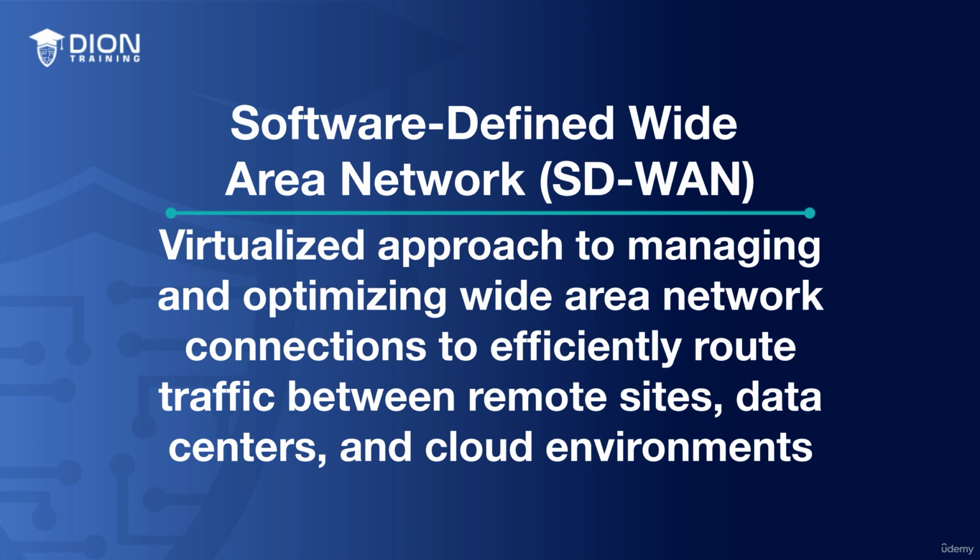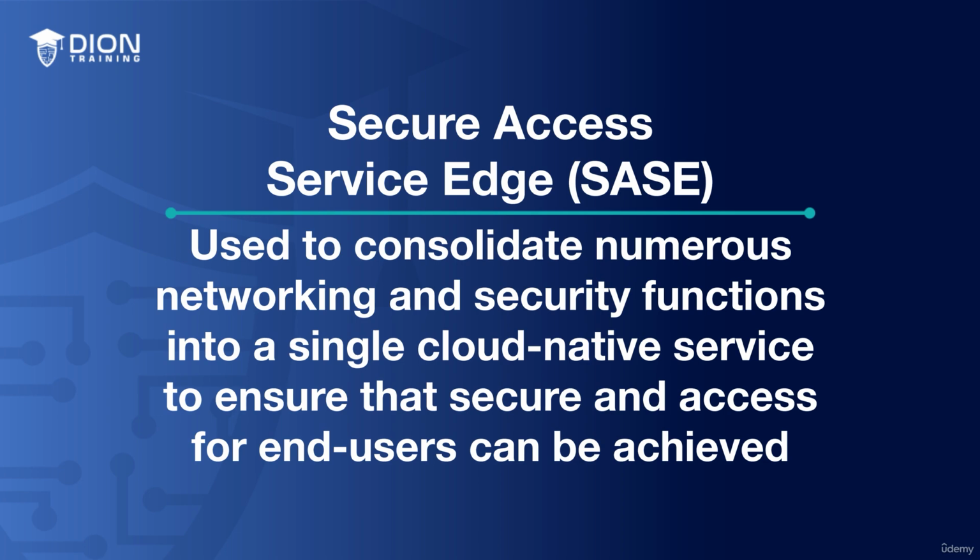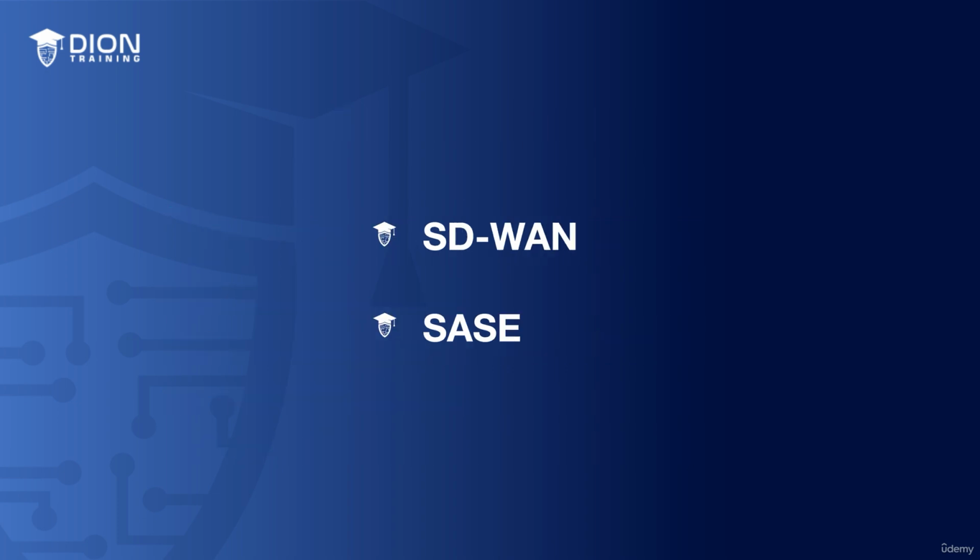Now, a software-defined wide area network, or SD-WAN, is a virtualized approach to managing and optimizing wide area network connections to effectively route traffic between remote sites, data centers, and cloud environments. The Secure Access Service Edge Framework, or SASE, on the other hand, is used to consolidate numerous networking and security functions into a single cloud-native service to ensure that secure and seamless access for end users can be achieved regardless of their actual physical location. Together, SD-WAN and SASE represent a big innovation in our network and security architectures, so we're going to take some time to cover both of them in this lesson.